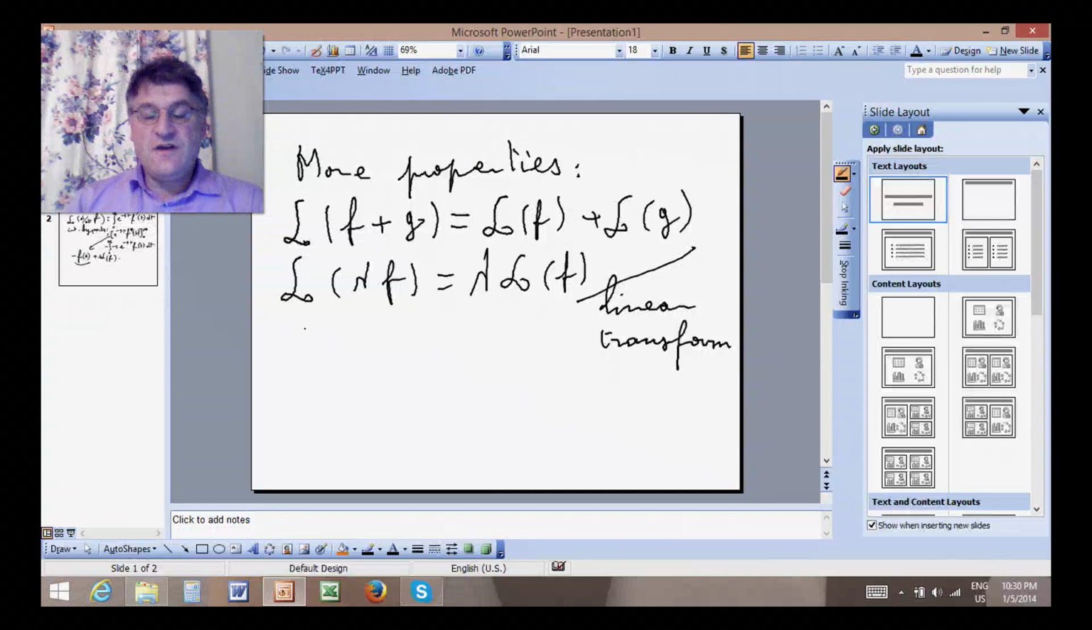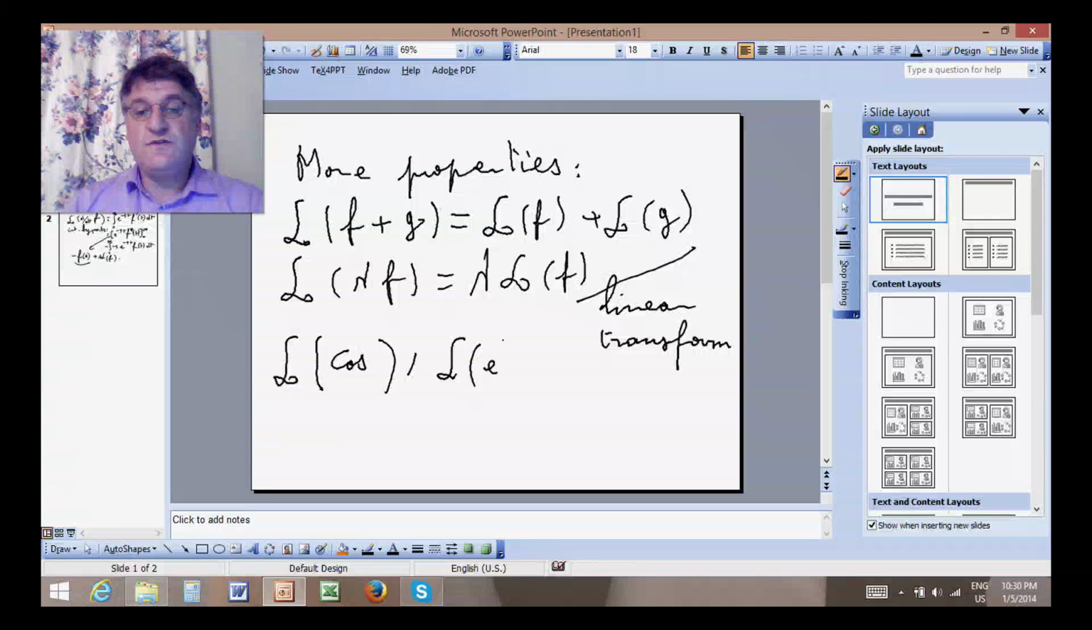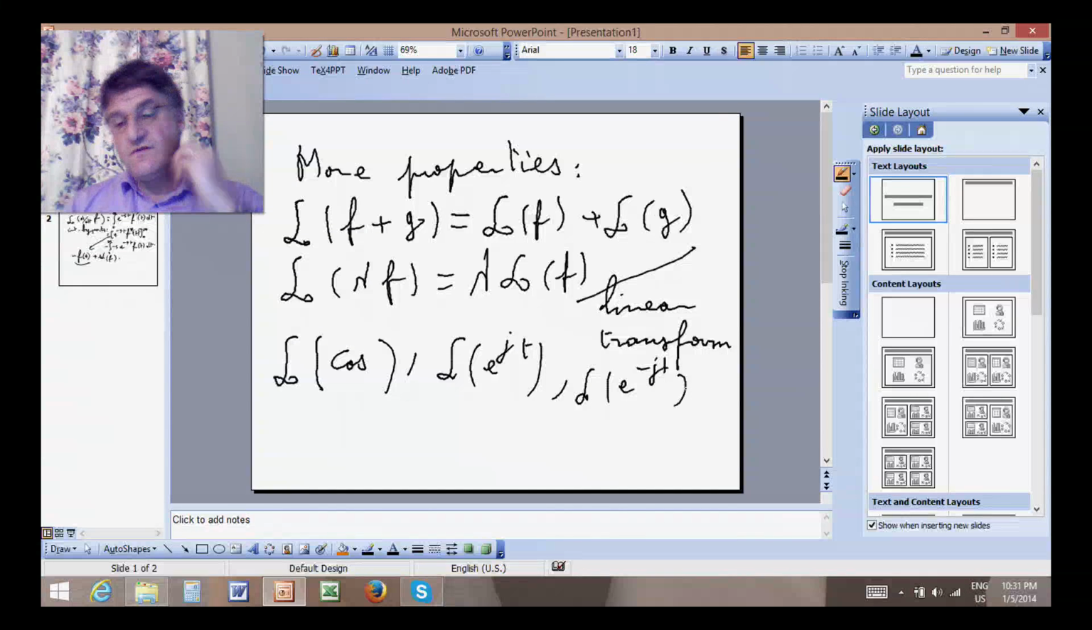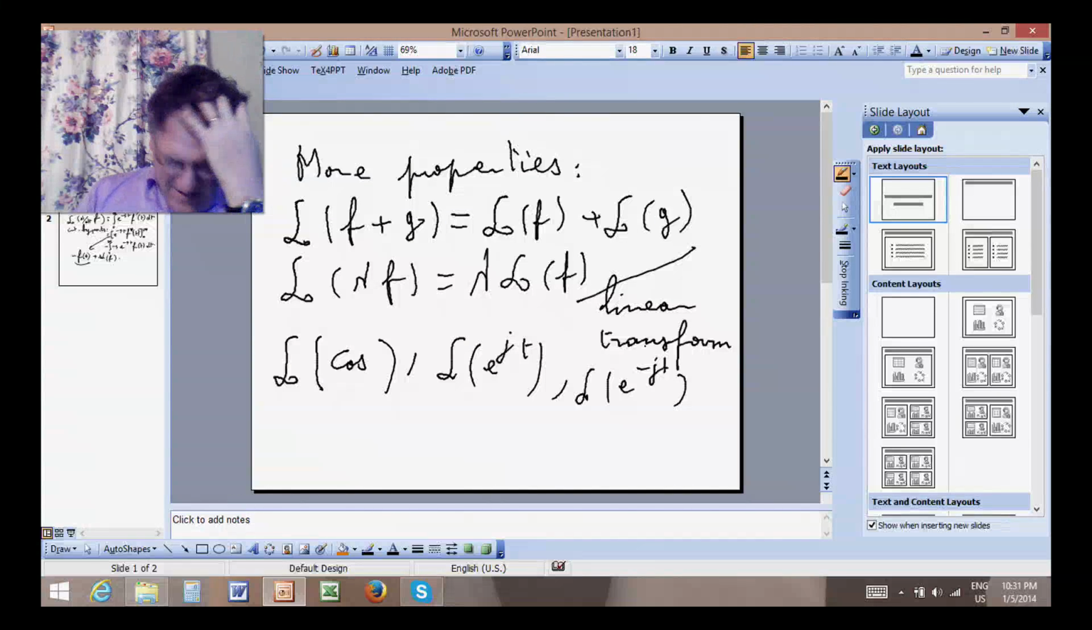Okay, this is very convenient because it means that the Laplace transform of something complicated like a sine and a cosine can be computed from the Laplace transform of e to the jt and the Laplace transform of e to the minus jt.